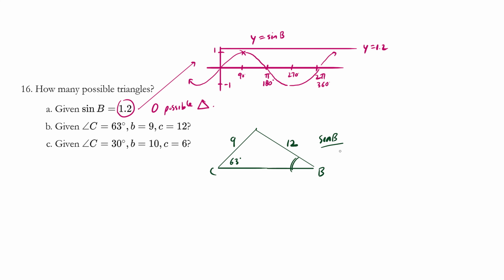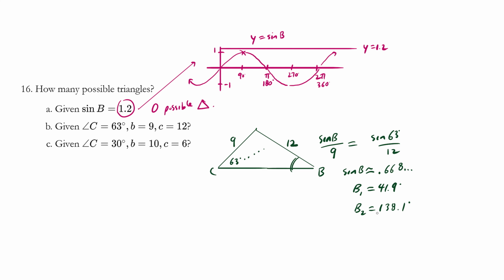Sine B over B, which is 9, is equal to, let's play catch, sine C over C. Multiply both sides by 9. We have sine B is approximately 0.668. So hit the sine inverse button. We get a possible B1 angle of 41.9 degrees, and always take the other possible angle, which is going to be 180 minus that result, which would be 138.1 degrees.